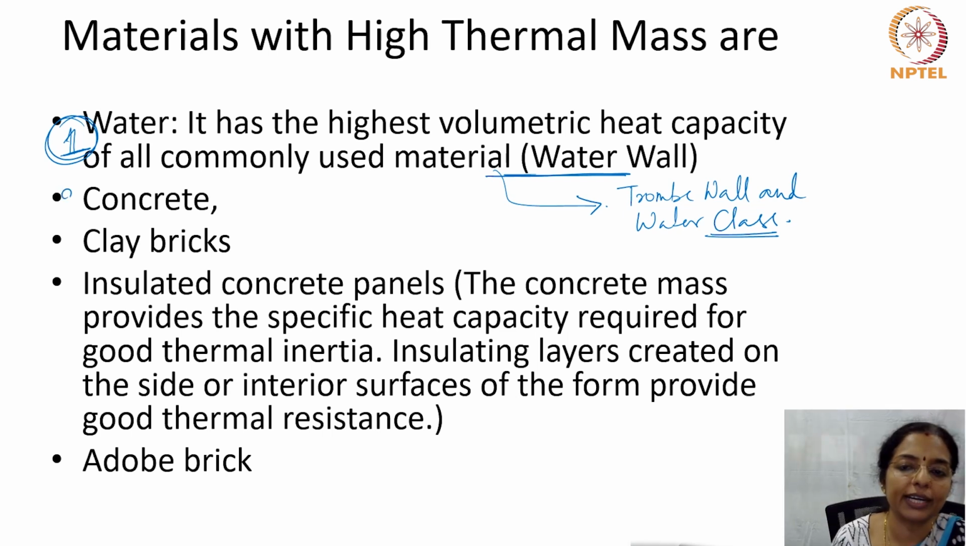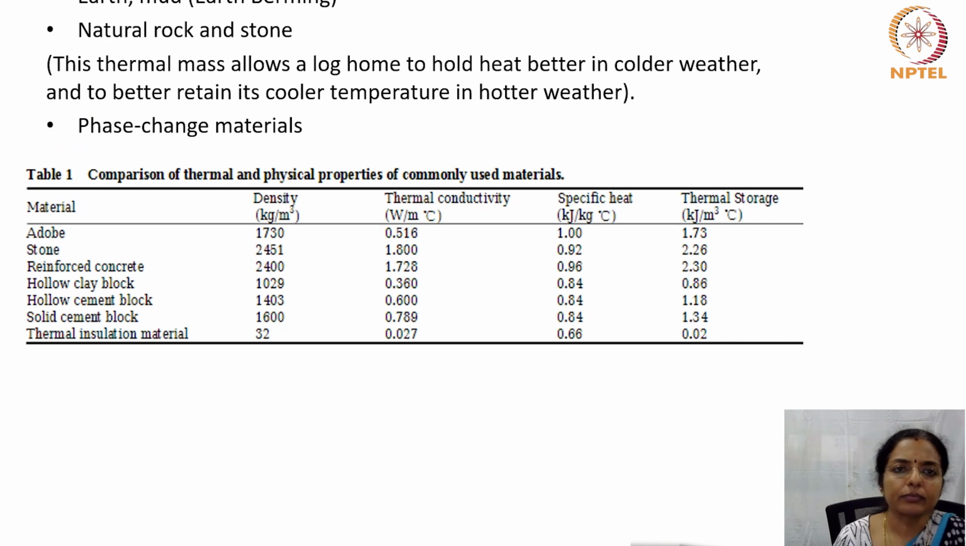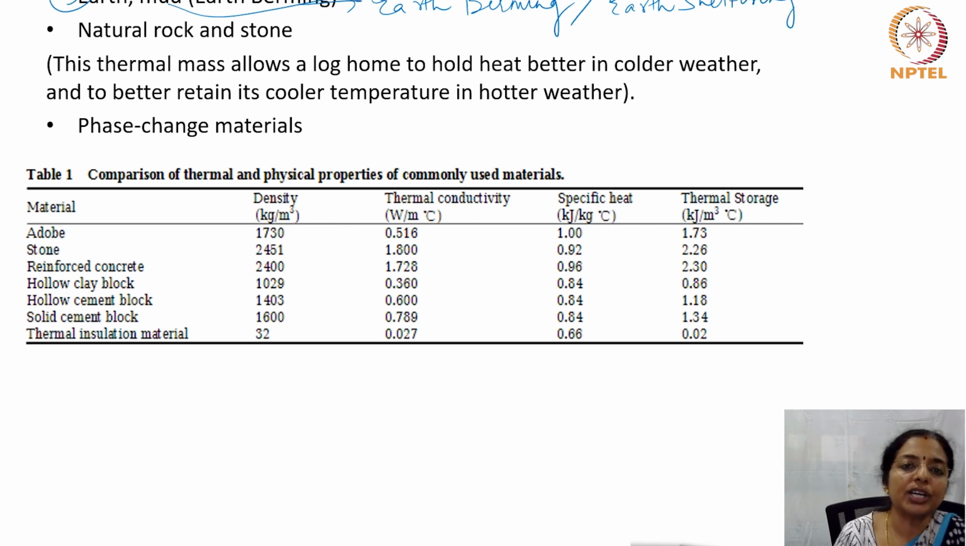Second is concrete. Third is clay bricks. Insulated concrete panels also have very high thermal mass. A brick has high thermal mass. Earth has high thermal mass, and this concept is used in earth berming of structures, earth berming or earth sheltering. Then natural rock or stone.